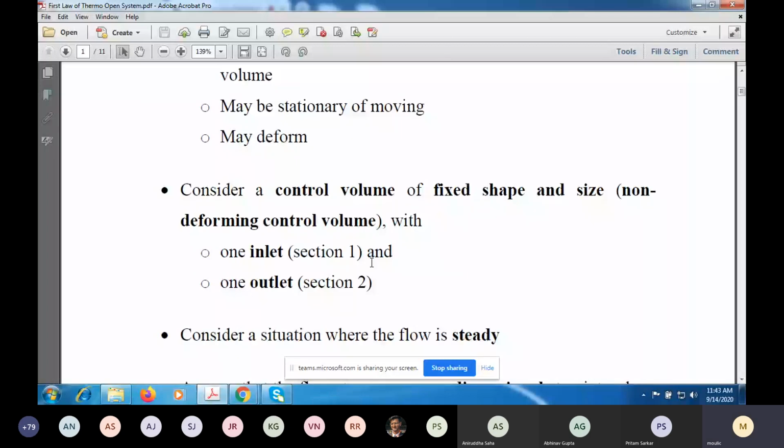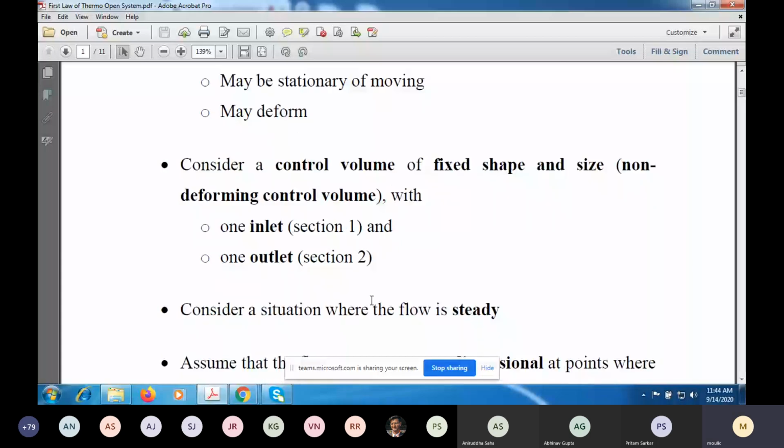So in many cases, you may have a control volume where there is one inlet and one outlet. By inlet, I mean a part of the control surface where fluid particles will enter the control volume. By outlet, I mean a part of the control surface through which fluid particles go out of the control volume. So you can refer to the outlet as an exit. Okay. So I'll use the term section 1 for the inlet and section 2 for the outlet.